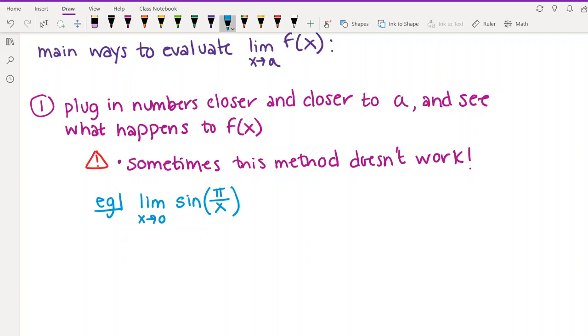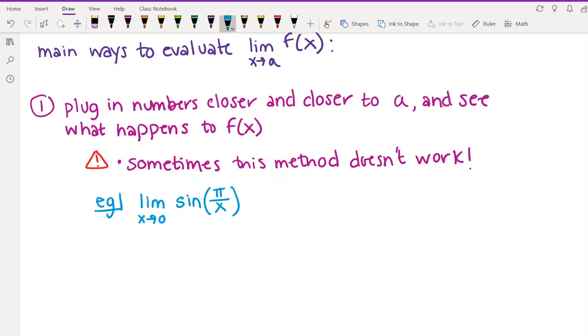So why would we be doing a limit in this circumstance? Well, because you can't plug in 0, right? Pi is a number. So if you do pi over 0, that's undefined. And so it just doesn't even make sense to take sine of something over 0. So that's the reason that we would have to do a limit.